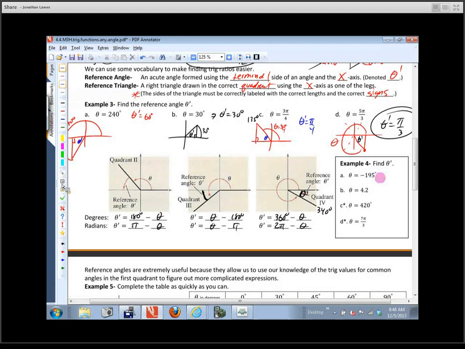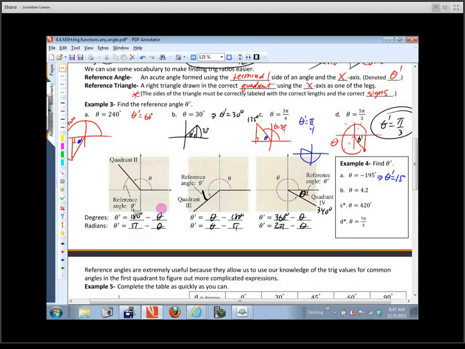Okay, here's how I like figuring out problems like this. Look at example 4 in this box right here. Here's each one of the angles theta, and they want you to figure out what theta prime is. What's the reference angle? I would much rather think about, well, negative 195. Negative 195 is here. I used 180 degrees right here, so I'd subtract 180 from the 195 right here, and that would give me 15 degrees left over. That would lead me to theta prime being 15 degrees.